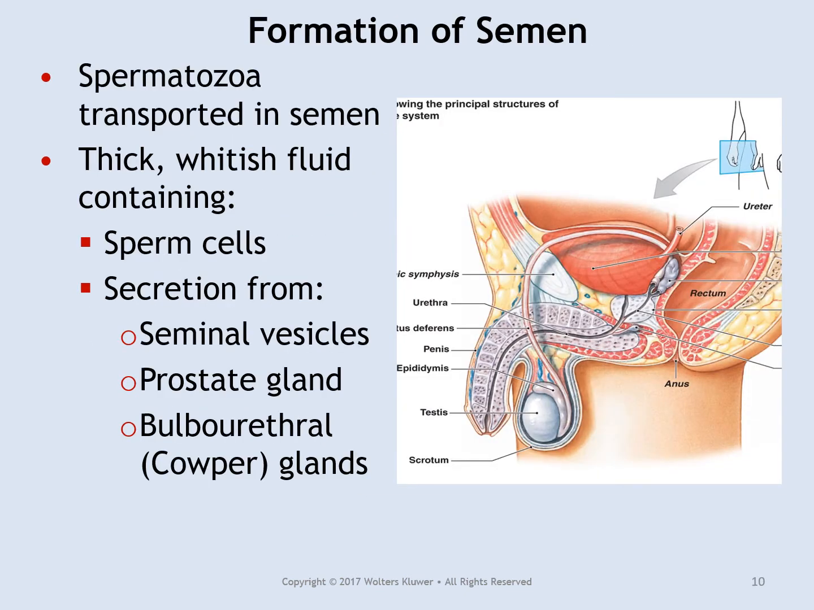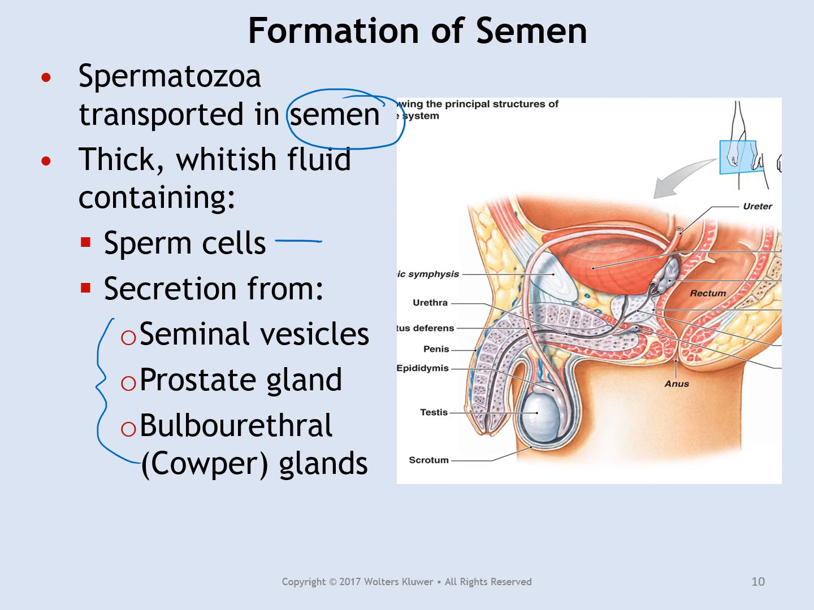So what do we do to make sure that those little sperm cells don't get killed off by any residual acid from urine that's left behind in the urethra? Well, spermatocytes are transported in a fluid called semen. This mixture of both fluid and cells is what makes semen. And this contains, like I said, both the sperm cells, but also secretion from these 3 glands right here, the seminal vesicles, the prostate gland, and either bulbourethral or Cowper's glands, 2 different names for the same gland.